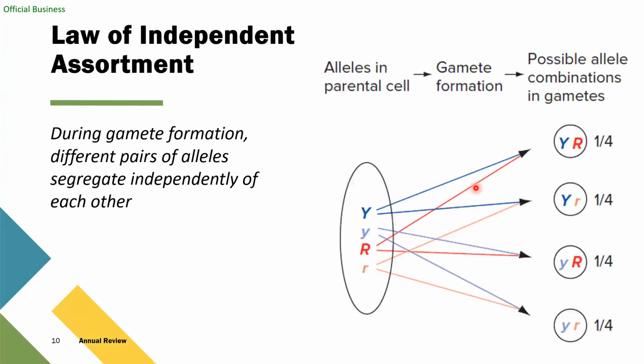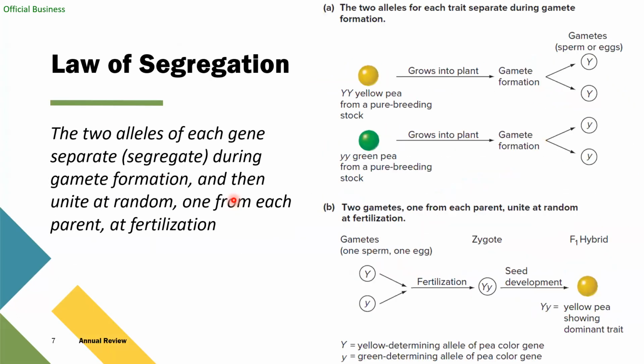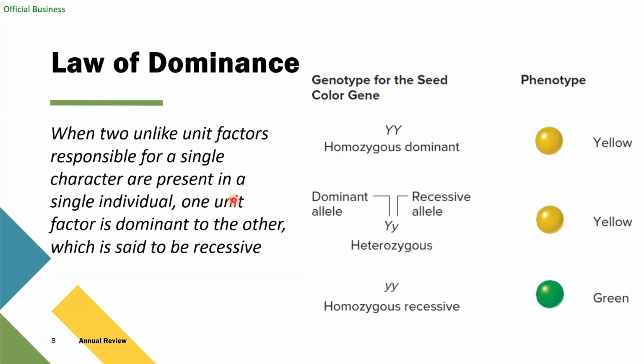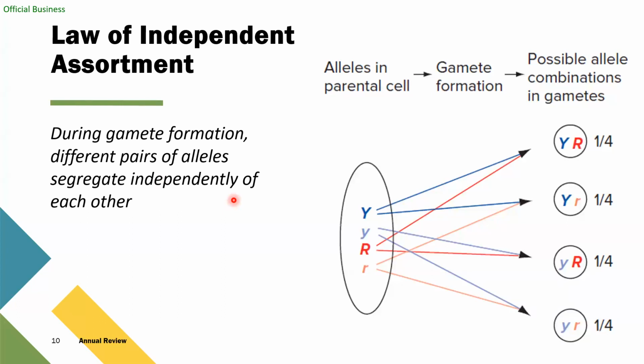Then the third one is the law of independent assortment. So during gamete formation, different pairs of alleles segregate independently of each other. So far we have talked about only a single trait, which is basically the color of the seed. Now, what if we have multiple traits? An organism has many different traits. So you have a yellow seed, but you are a tall plant with purple flowers. Those are three different traits.